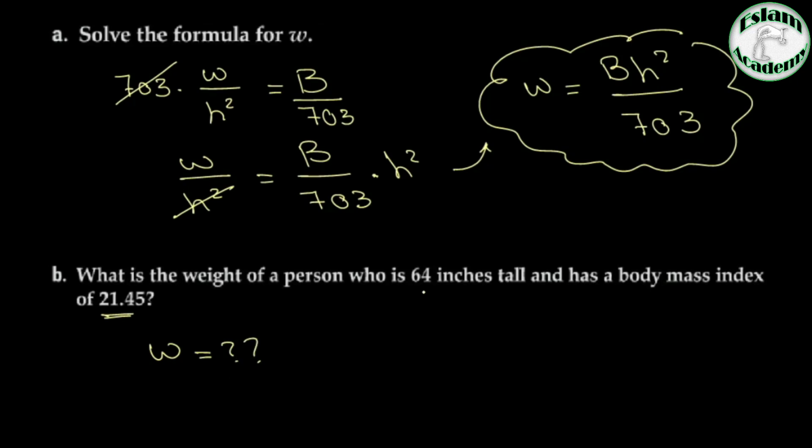W is required. If his height is 64, it means H is equal to 64. And the body mass is equal to 21.45, so B is equal to 21.45. Now we need to solve for W, as we said that W is equal to B times H squared over 703.